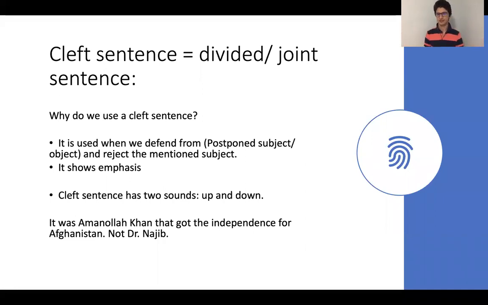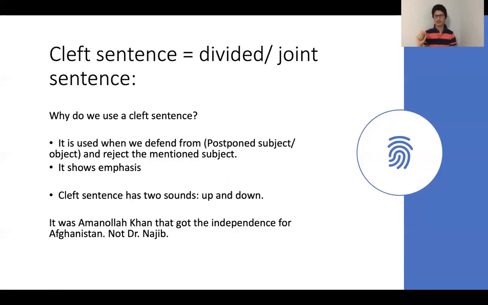Why do we use cleft sentences? That's the first question you have to know about that. So here's the answer. It is used when we defend a postponed subject or object and reject the mentioned subject. We defend someone or we reject something that happened by somebody else. I say it was Amanullah Khan that got the independence for Afghanistan, not Dr. Najib. I defended Amanullah Khan and rejected Dr. Najib. It means that a cleft sentence is used to defend someone and reject the mentioned subject.